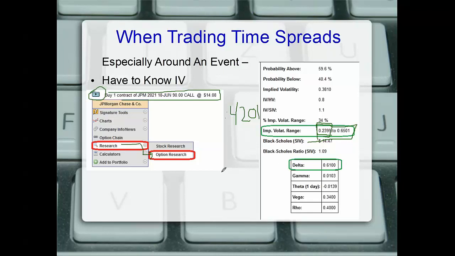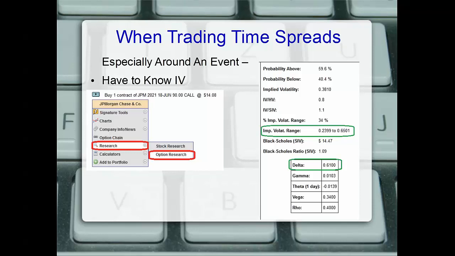What else is interesting here? This option right now has a delta of 0.61. It's 8 points in the money and about 380 some odd days to expiration. Why did I highlight that here if we're talking about the implied volatility and making sure that whenever you're doing a time spread, you look at the true range of implied volatility and calculate what the long option would be worth in that scenario if it went back down to the low, or if you're expecting IV to rise and it goes up to the high. For example, if you sold an option and it could go back to the high, it would cost you more to buy it back.